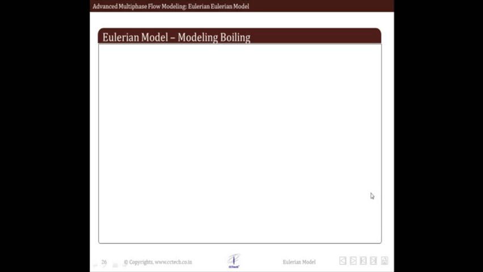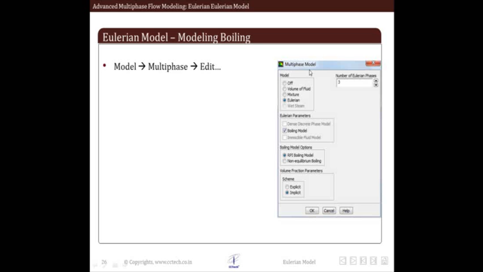Now we will see how to include the boiling model when we are using the Eulerian model. If we have to consider the boiling phenomenon in the problem that we are solving, we need to activate the boiling model within Fluent. For this, we go to Model, Multiphase and Edit. That is, this panel will pop up. Here we select the Eulerian model. Then we enable the boiling model under the Eulerian parameters. When we tick this, the boiling model will be included and we can model the boiling phenomenon in our problem.